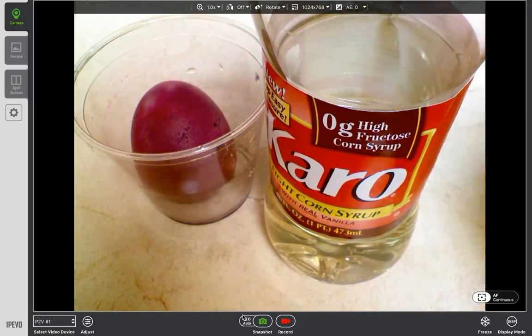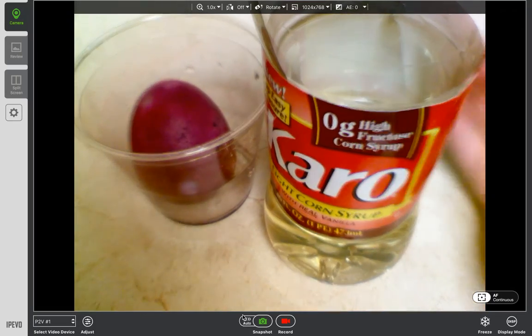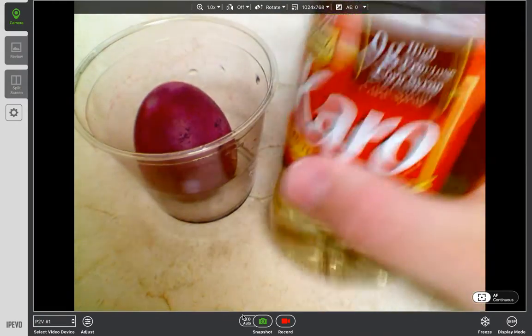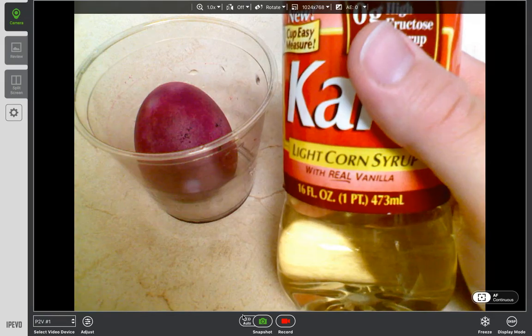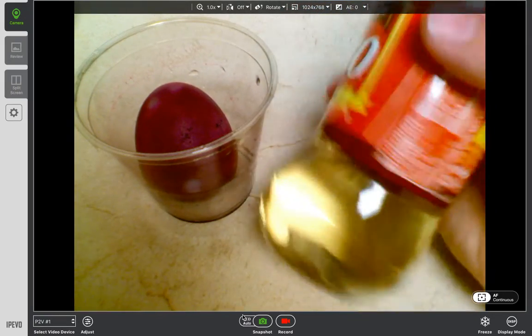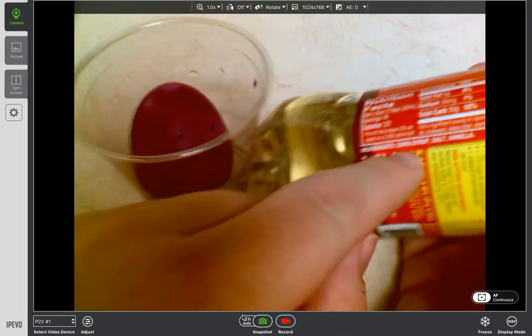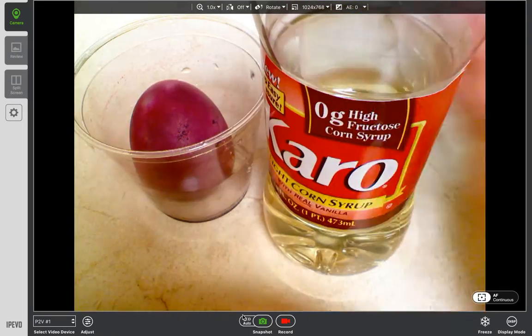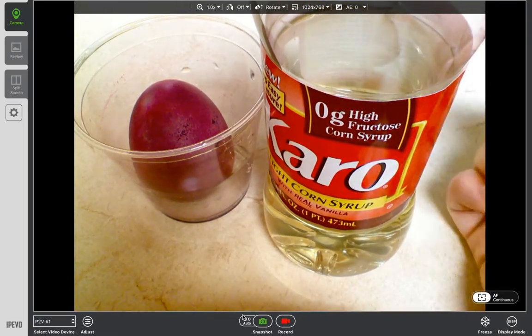So, what do you think is going to happen when we see our egg tomorrow? Remember, right now, everything has been passing into our egg because the egg is where it's more concentrated. This has a lot of sugar in it. Is something going to pass into our egg, or is the water going to come out of our egg? It doesn't say water in here, but there is water in the corn syrup itself. So, what do you think is going to happen? We'll check it out tomorrow.